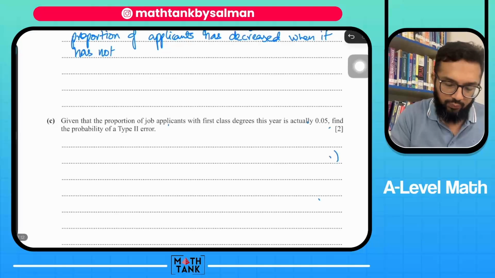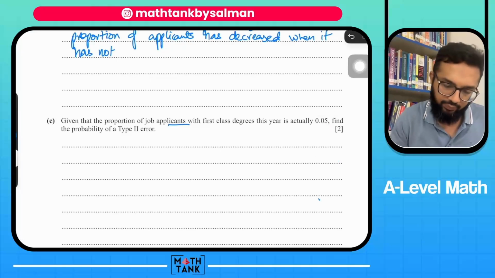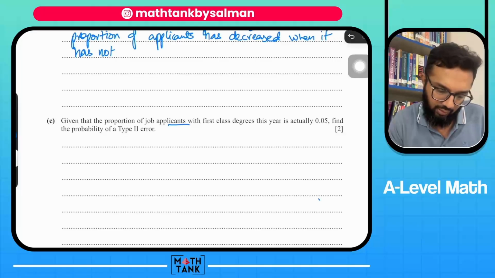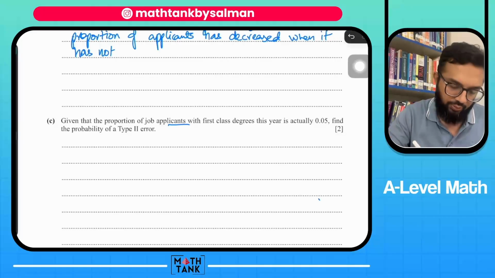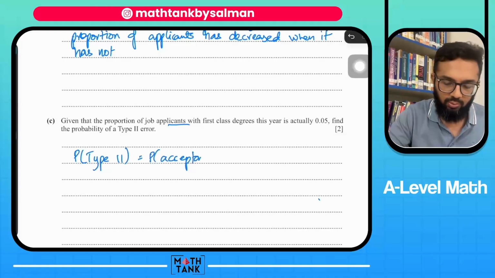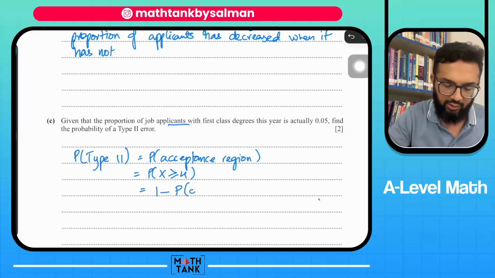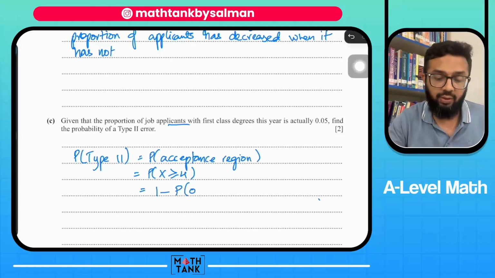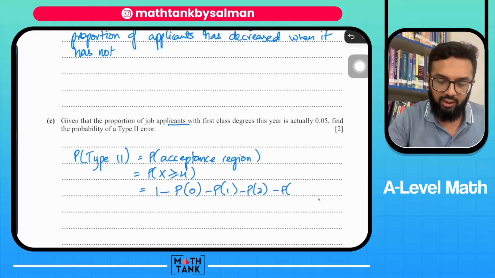Okay, given the proportion of job applicants with first class degrees this year is actually 0.05, find the probability of a type 2 error. So type 2 is basically the acceptance region with the new probability. So what is the acceptance region? The acceptance region has to be x is greater than or equal to 4. But I can't calculate greater than or equal to 4 because it's up till 35. So 0, 1, 2, and 3 have to be subtracted.